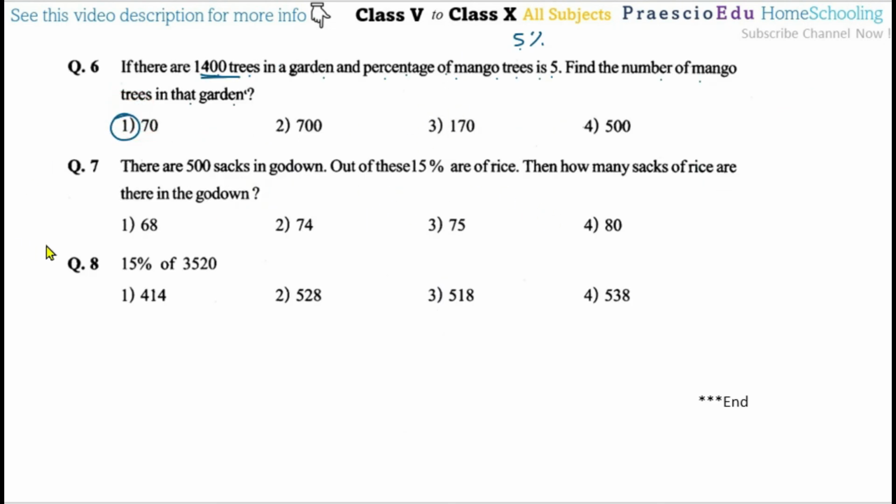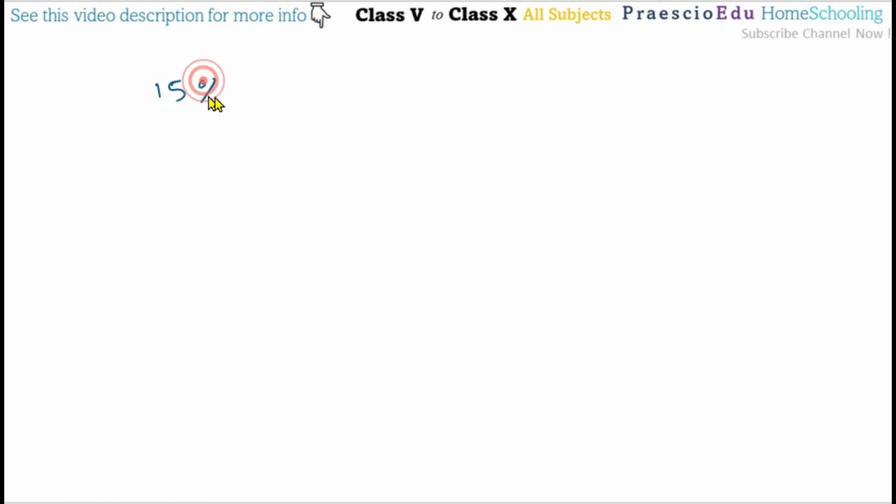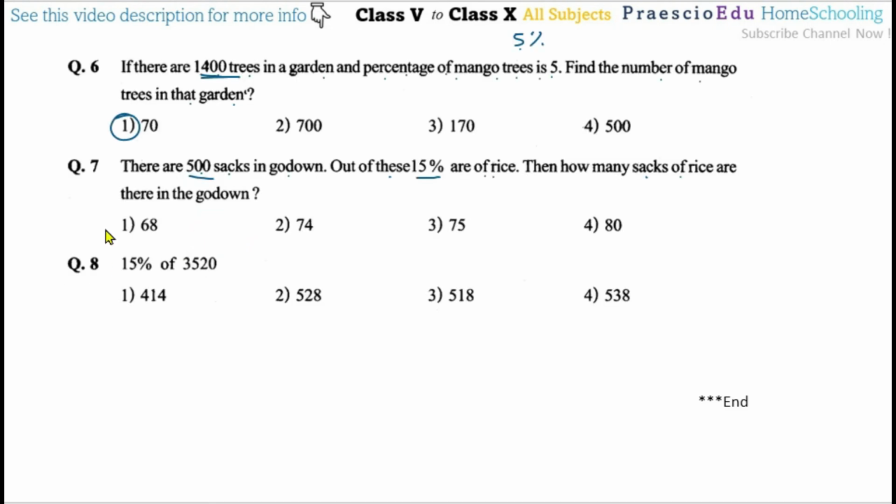Now question number 7, there are 500 sacks in a godown. Out of these, 15% are rice, then how many sacks of rice are there in the godown? So this is the total. Out of this one 15% of rice. So we will do here 15% multiply by the total, means 500. So 15 by 100 multiply by 500, so this 00, this 00 gone, 15 5s are 75. So there are 75 sacks. So option number 3 is the correct one.